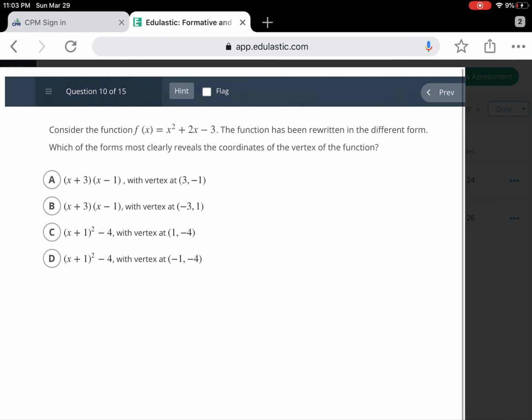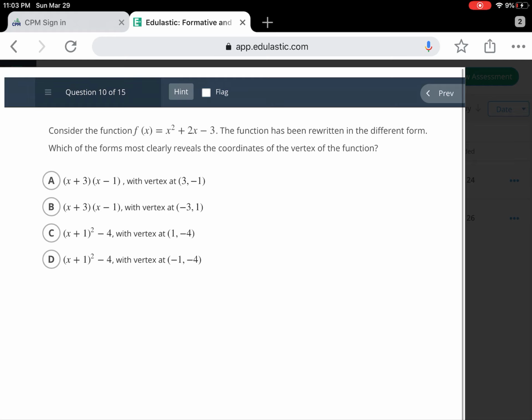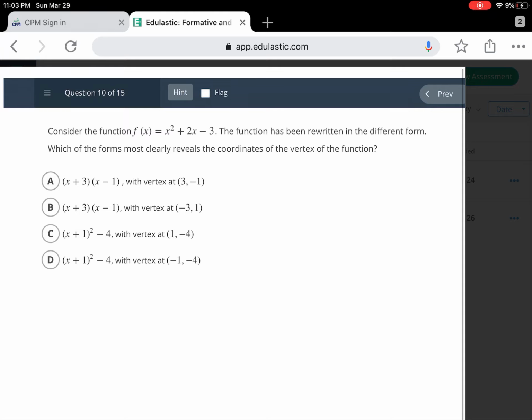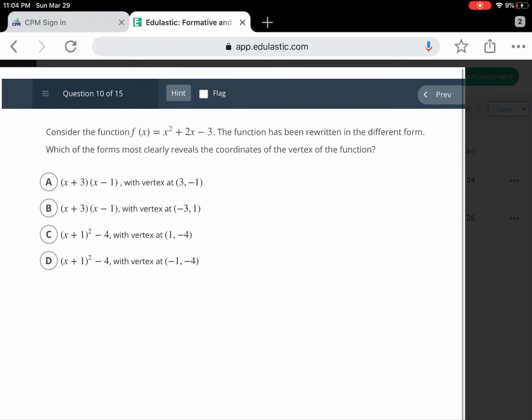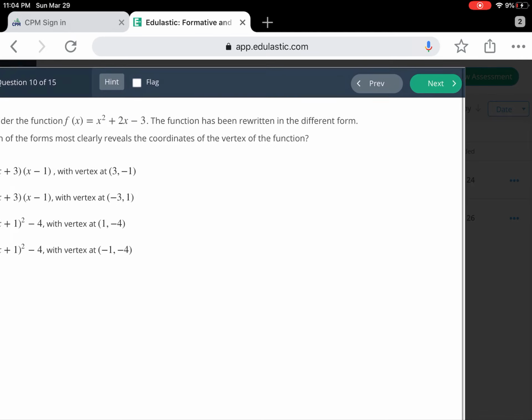And so then our job is to just recall, how do we identify the vertex? To do that, we would take the opposite of the value in parentheses, meaning since it's positive 1, the vertex would be negative 1, and then the value outside parentheses, we keep the sign. So it would be negative 4. So the coordinates of your vertex are negative 1 comma negative 4, which made D the correct answer.